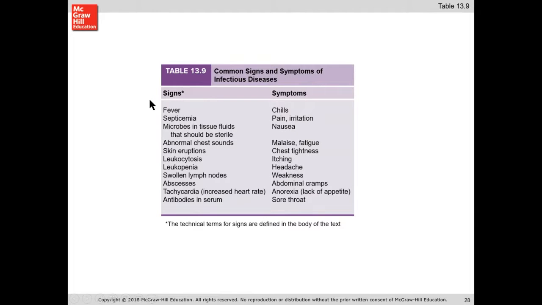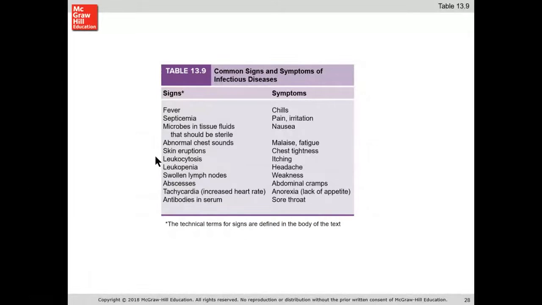These are things that you could see in a person that are wrong with them. Septicemia, because you can look at it under a microscope. You could see microbes in places that should be sterile. Abnormal chest sounds, so an irregular heartbeat, usually elevated. Skin eruptions like boils and rashes.